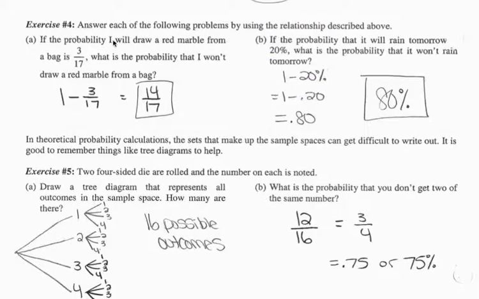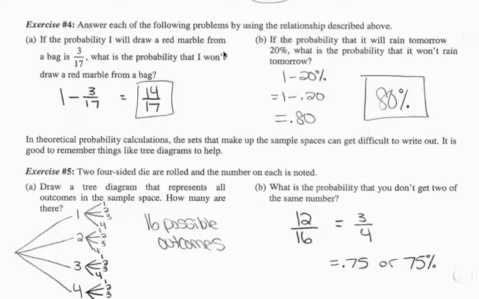Exercise 4. Answer each of the following questions by using the relationship described above. If the probability that I will draw a red marble from a bag is 3 over 17, I'm giving you the probability. This tells me that there are 3 red marbles with 17 marbles in total in the bag. So the probability of pulling a red one is 3/17.